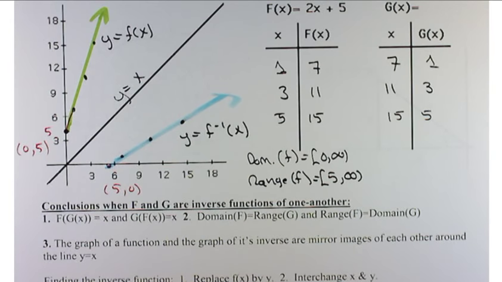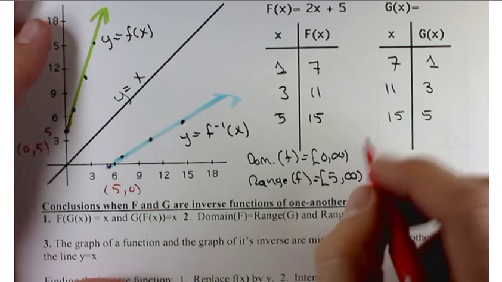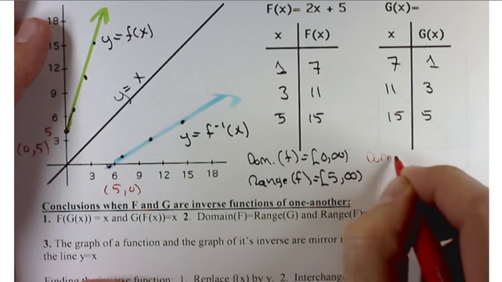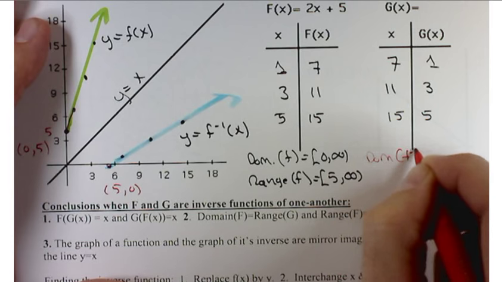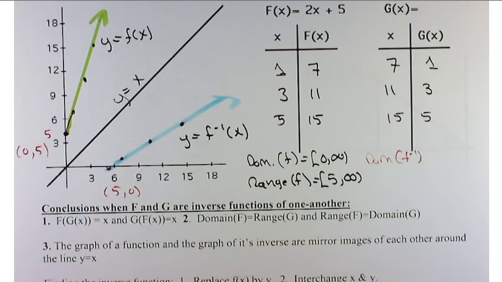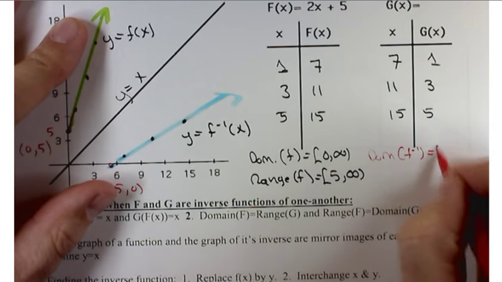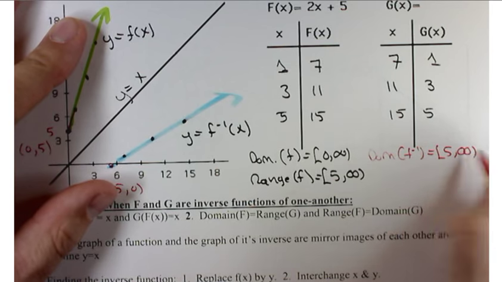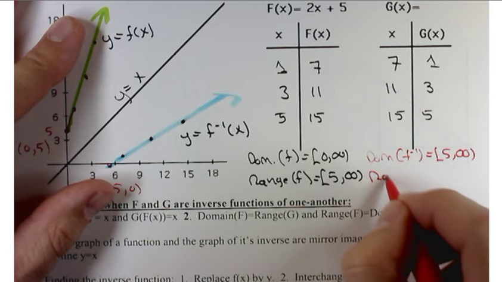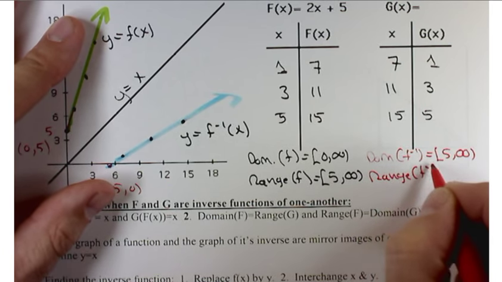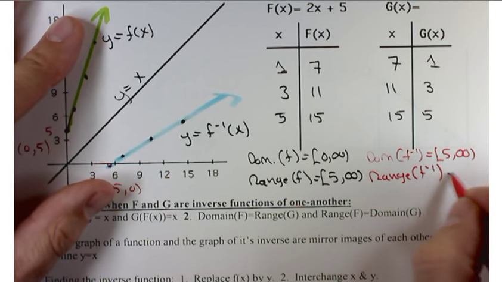What about if we switch things over to the inverse? The domain of f inverse. At what x value do things start? 5. So 5 to infinity. And the range will be 0 to infinity.